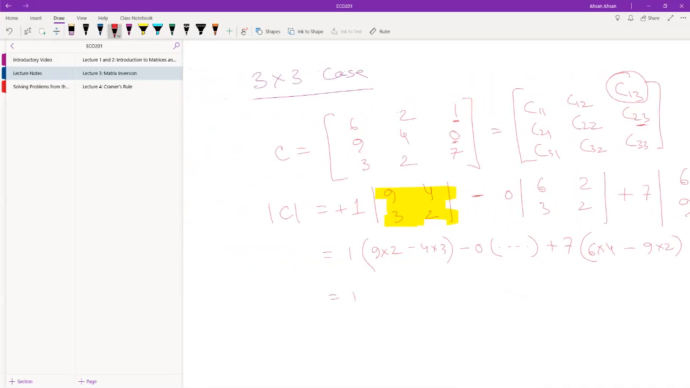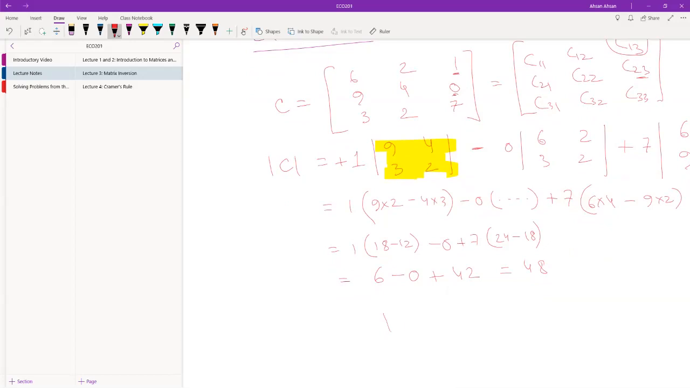So if we do that, what we have is 18 minus 12 minus 0 plus 7 times 24 minus 18, so this becomes 6 minus 0 plus 42, which gives us 48. So therefore, the determinant of C is 48.